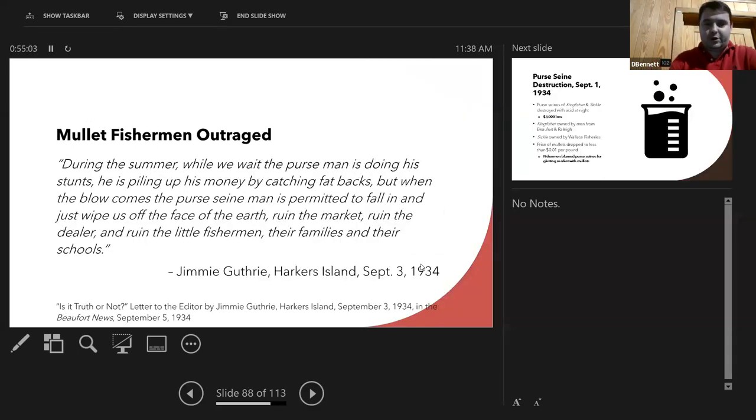And you have Jimmy Guthrie of Harker's Island in 1934 wrote, "During the summer, while we wait, the purse man is doing his stunts. He is piling up his money by catching fatbacks. But when the blow comes, the purse man is permitted to fall in and just wipe us off the face of the earth, ruin the market, ruin the dealer, and ruin the little fishermen, their families, and their schools." So the fishermen are complaining that they can't make a living because these purse boats are just flooding the market with fish during the Great Depression, when people really needed every cent.